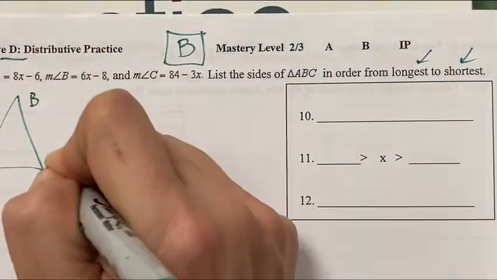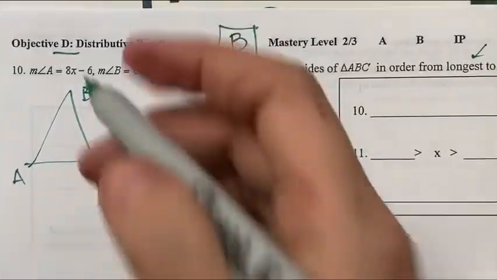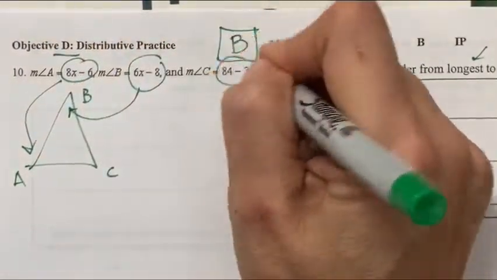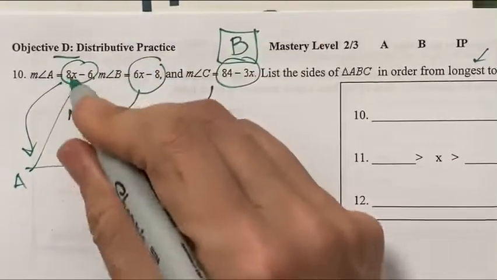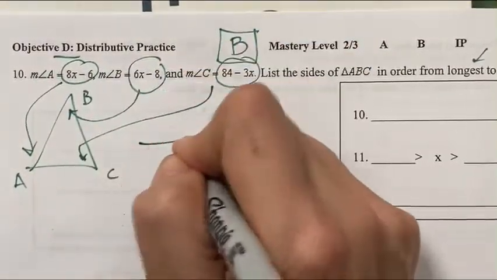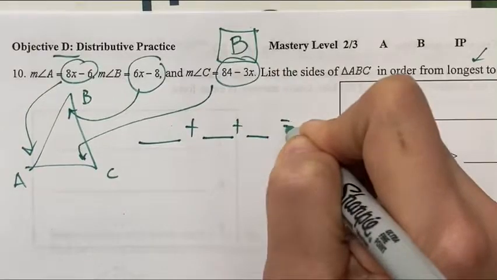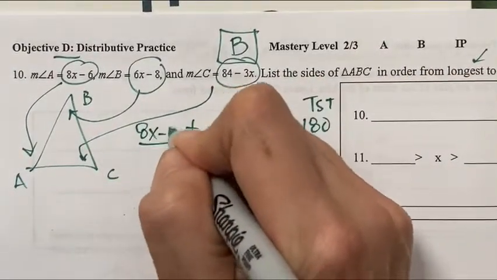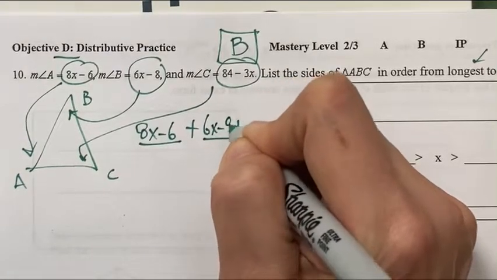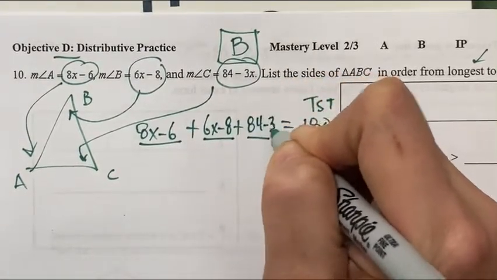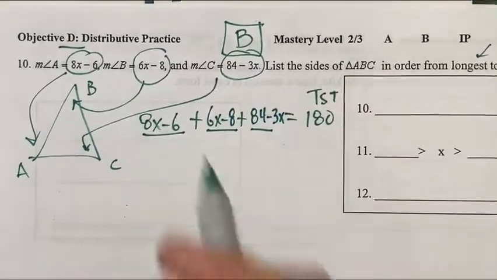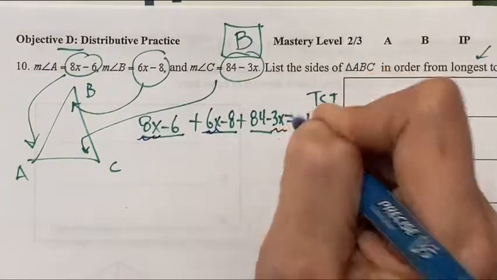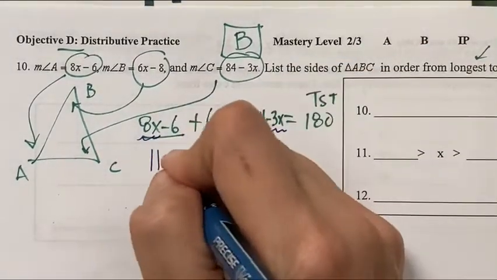Okay, so I set up a triangle. And they give me, this is A, this is B, this is C. Now, those are all angle measurements. We know that the 3 angles of a triangle add up to 180 because of the triangle sum theorem. So we can set up the equation like this. Okay, now let's just combine like terms. So we have an 8x, 6x, minus a 3x. So 14 minus 3 is 11x.